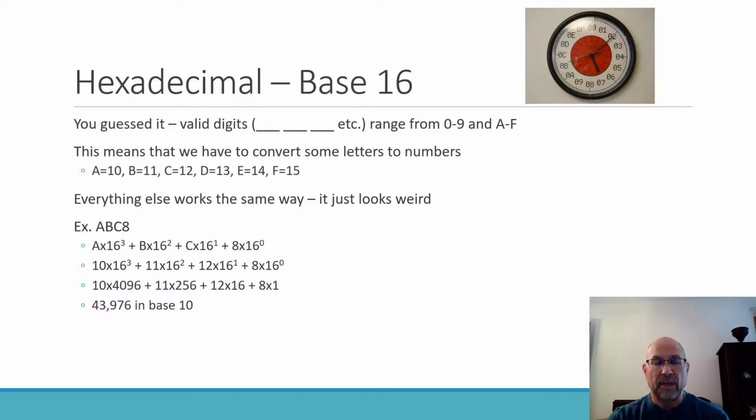43,976. Now the funny thing is, the bigger your base, the bigger the number you can represent with a smaller number of characters. In this case, we see 4 hexadecimal characters was equal to a number that had 5 base 10 characters or digits. All right, hopefully we got a handle on that.